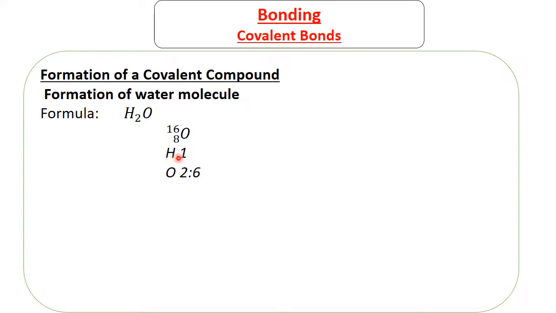So one of the hydrogen atoms is going to donate 1, and the other hydrogen atom is going to donate 1. And therefore oxygen is going to have 8. And in the process, oxygen is also going to donate 1 electron to hydrogen and another electron to the other hydrogen, making hydrogen also stable. So this is what I'm saying. Oxygen, which has 6, is going to give one electron to one hydrogen and 1 electron to another hydrogen.